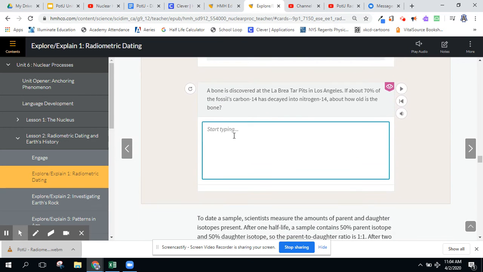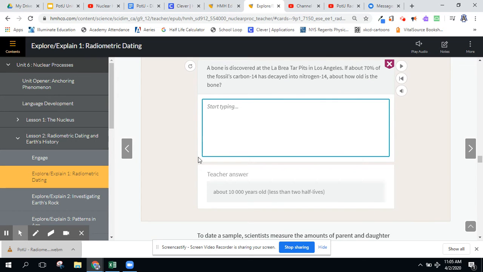All right, and then for our one here, we're looking at a bone which has carbon in it, and it was found in the La Brea tar pits in Los Angeles. If 70% of the fossil is gone, we want to think about how many half-lives that's gone through. So it would be easy if it was 50%. We know we go through one half-life. It must be more than one half-life as 70% is gone. So we're just going to approximate.